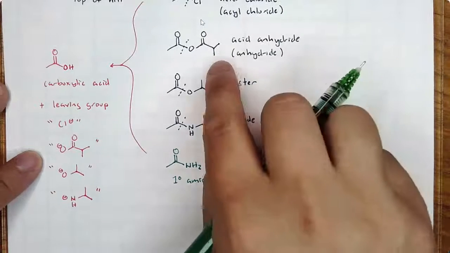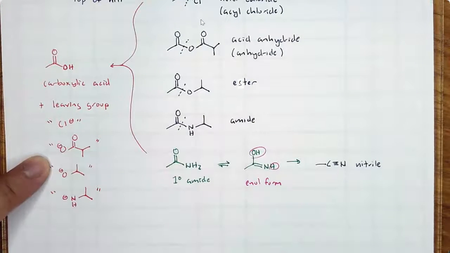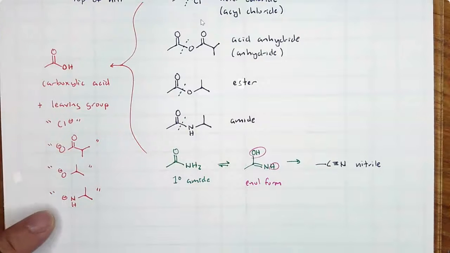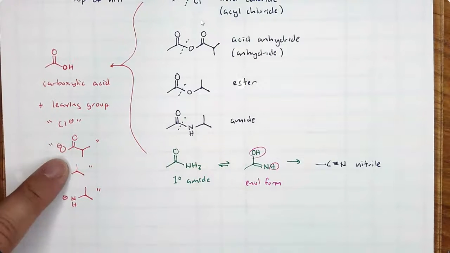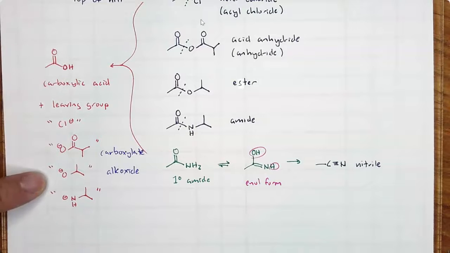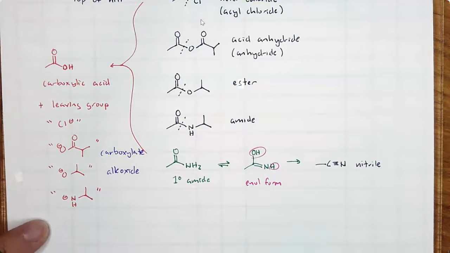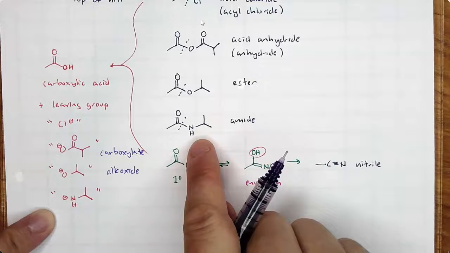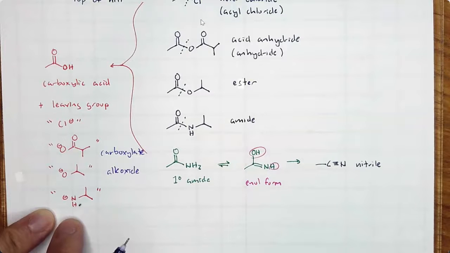For the anhydride, we have this. Remember what this is called? This is called a carboxylate, when the carboxylic acid doesn't have its acidic proton. This oxygen anion also has a name. It's called an alkoxide. And the last leaving group from the amide is this NH-.